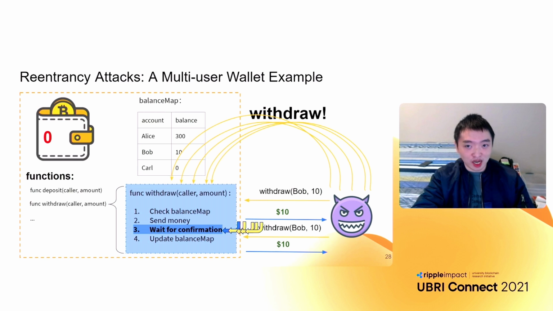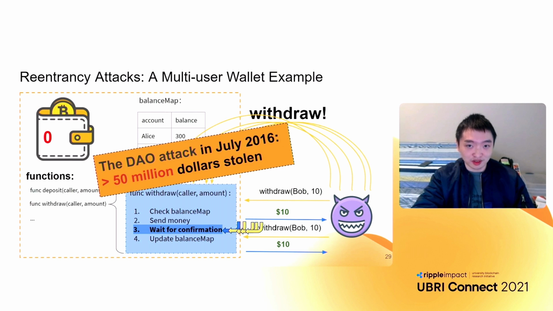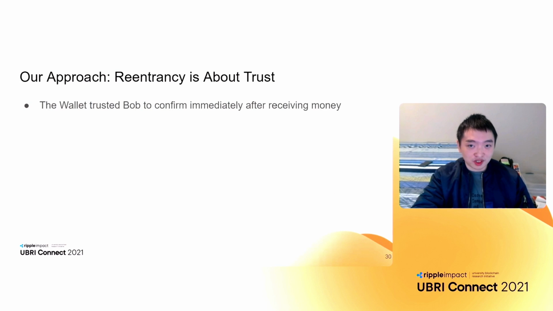In fact, this example happened in real life. You may already recognize it. It is the famous DAO attack, and a lot of money was stolen because of a reentrancy vulnerability, just like this. We think this kind of reentrancy issue is about trust. In this example, the wallet trusted Bob to confirm immediately after receiving money. However, Bob violates it by calling back withdraw again instead.